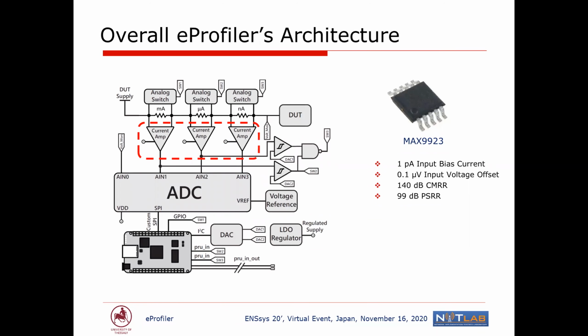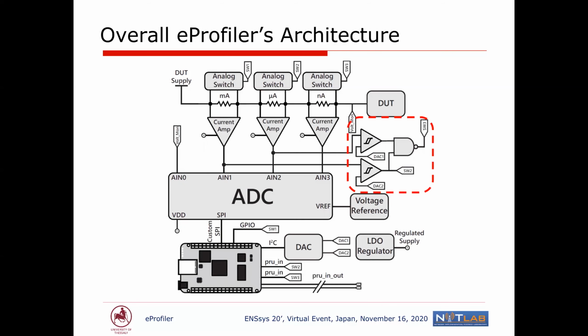The current amplifier we selected is the MAX9923. The MAX presents excellent characteristics in all parameters, while its crucial benefit is its ultra-low input bias current, which is 1 picoampere. The alternation of the resistors is realized through the high-speed comparators without the intervention of a logic unit that usually induces significant delays.